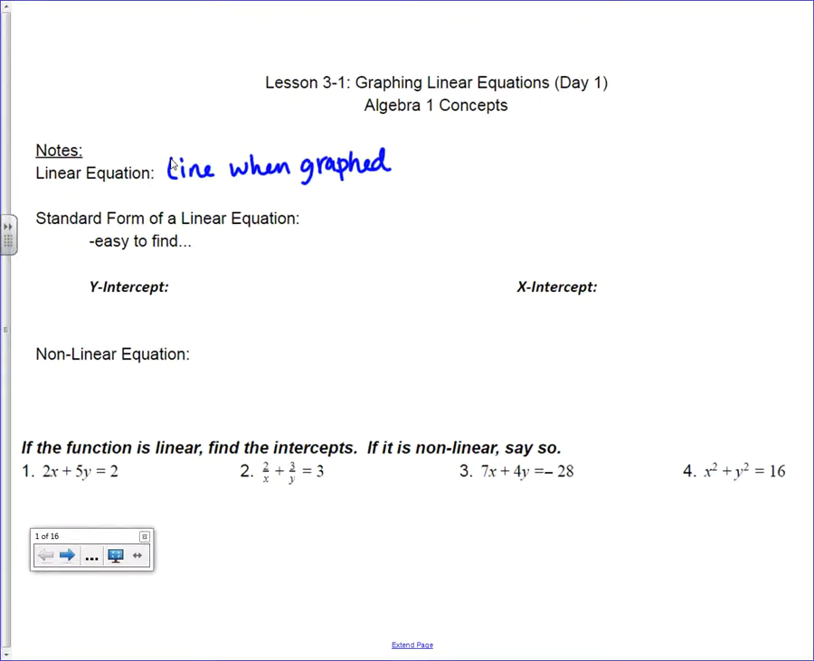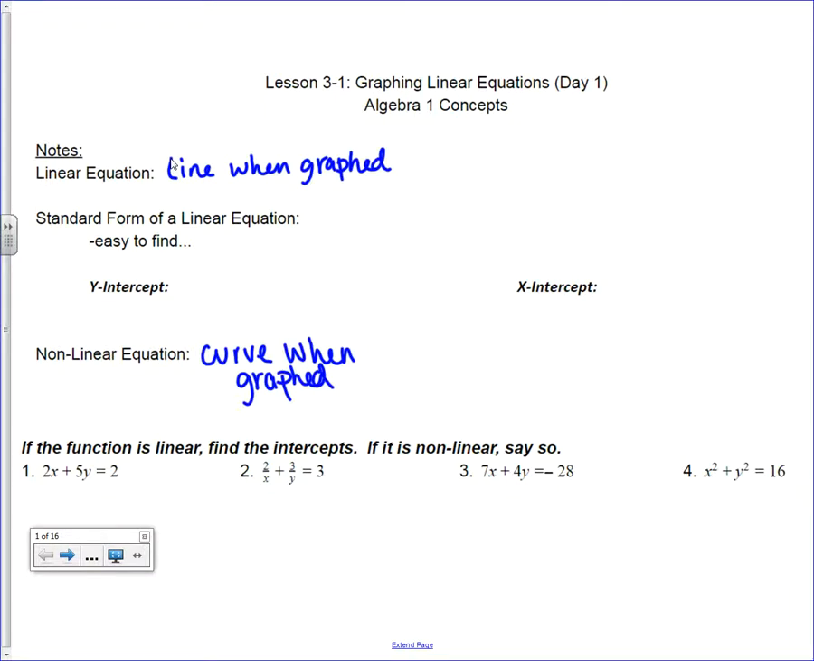Linear equation is a line when it's graphed. Okay, what do you think if you look down here? What is a nonlinear equation? Not a line, right? What do we call something that's not a line? Well, it's not linear. If it's not a line, what must it be? Say it. Somebody said it. A curve. A nonlinear equation is a curve when graphed.